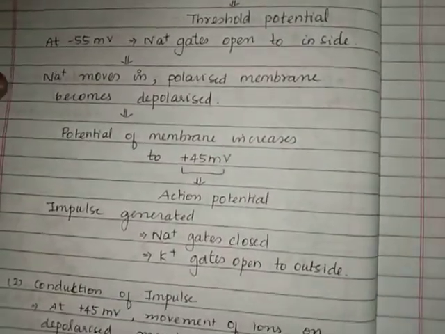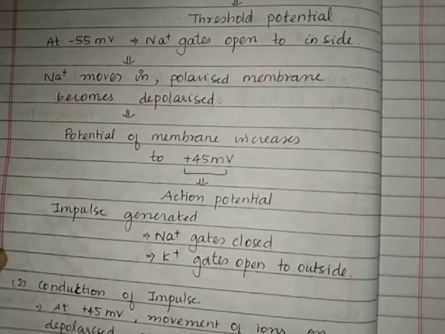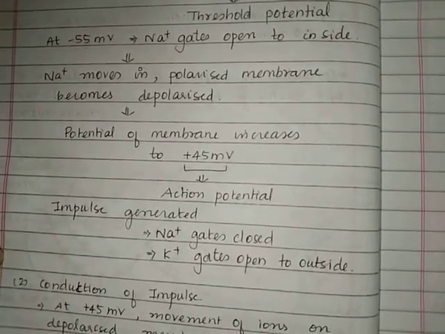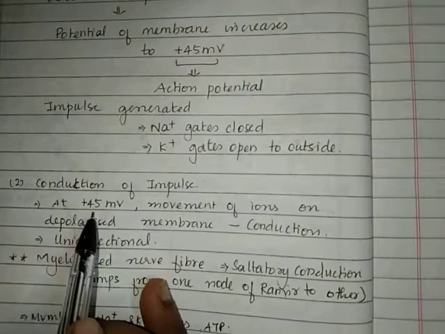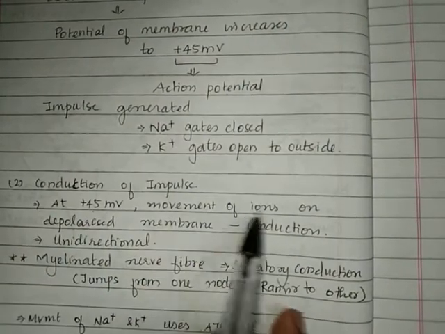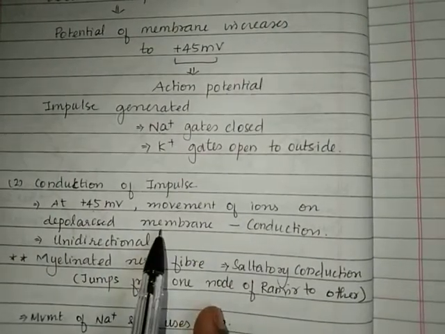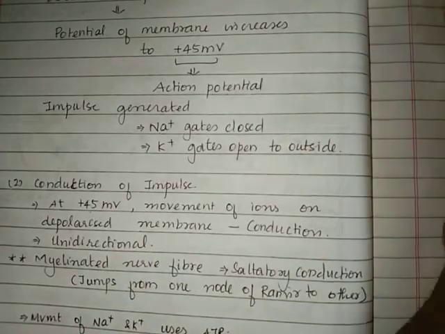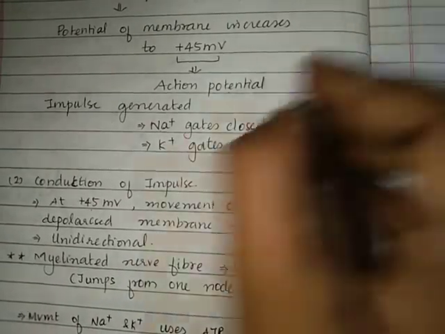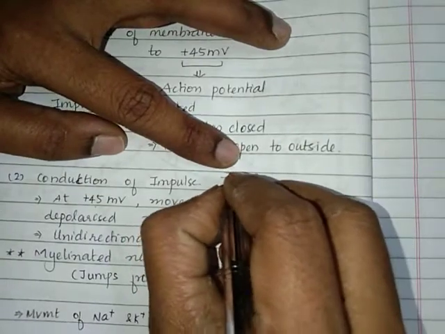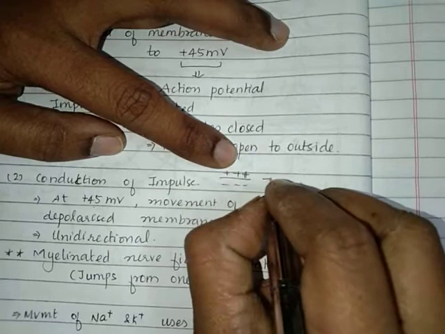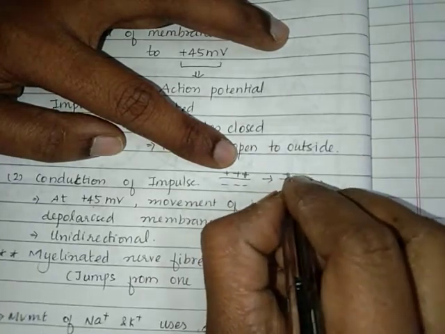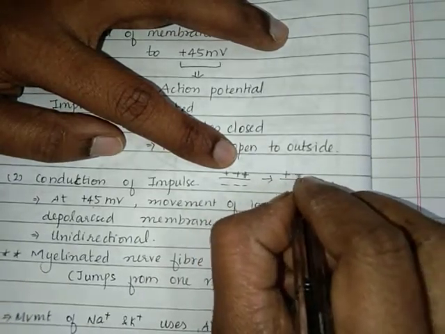Next, at the action potential, the impulse has to be conducted, that is, it has to be moved, transmission has to happen. So that conduction of impulse happens at plus 45 milliwatts, that is at action potential. What happens is the movement of ions on the depolarized membrane. So if this is a polarized membrane and depolarization happens, at a particular point there would be a change in the charge.